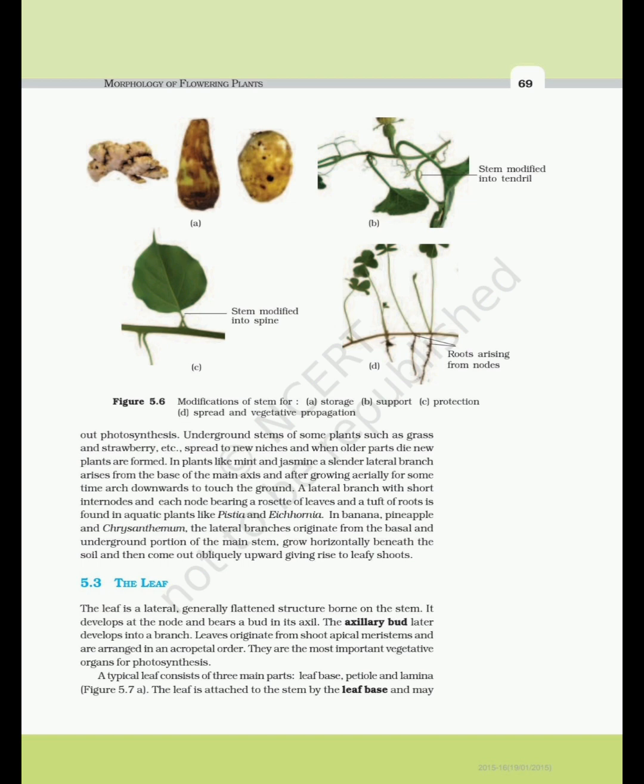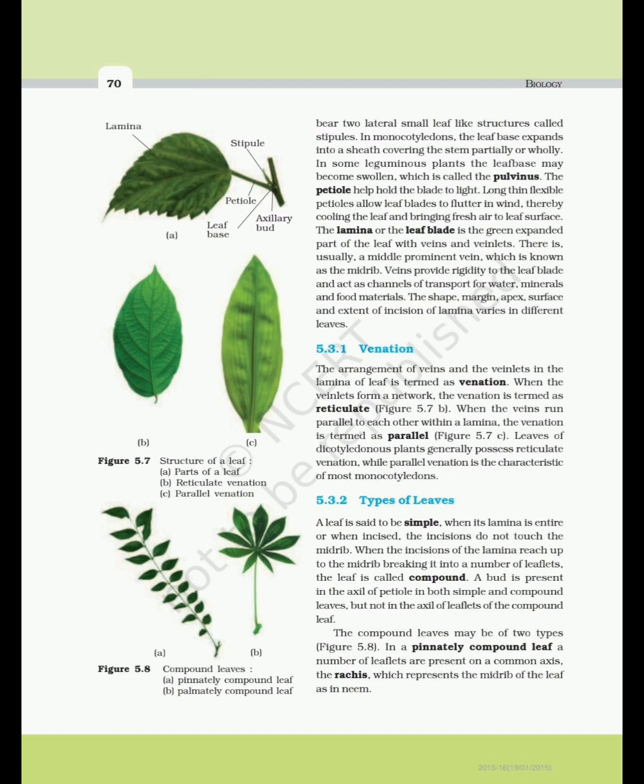Figure 5.7a. The leaf is attached to the stem by the leaf base and may bear two lateral small leaf-like structures called stipules. In monocotyledons, the leaf base expands into a sheath covering the stem partially or wholly. In some leguminous plants, the leaf base may become swollen, which is called the pulvinus. The petiole helps hold the blade to light. Long, thin, flexible petioles allow leaf blades to flutter in wind, thereby cooling the leaf and bringing fresh air to the leaf surface.